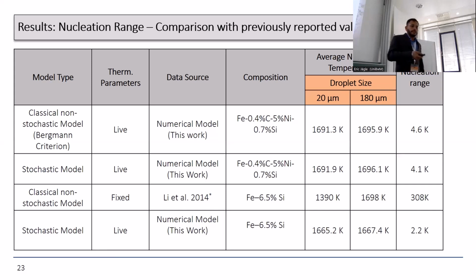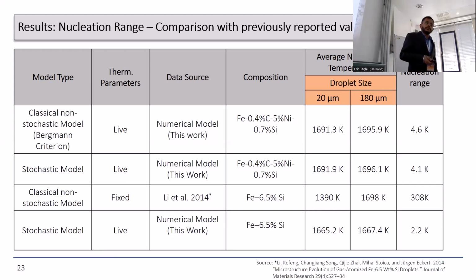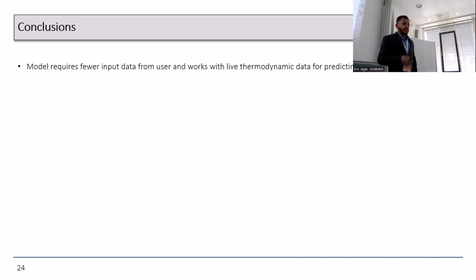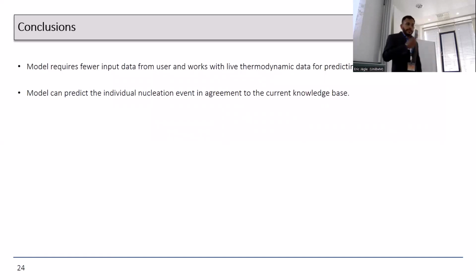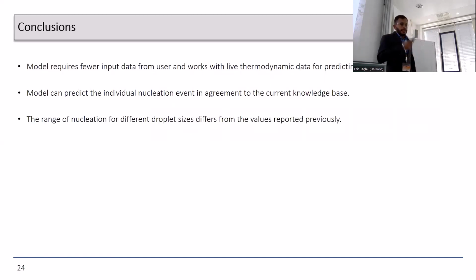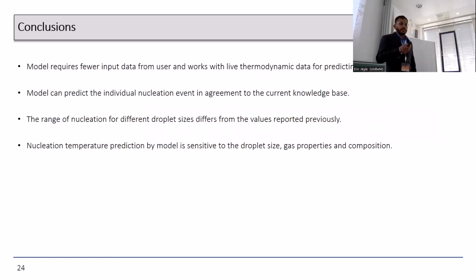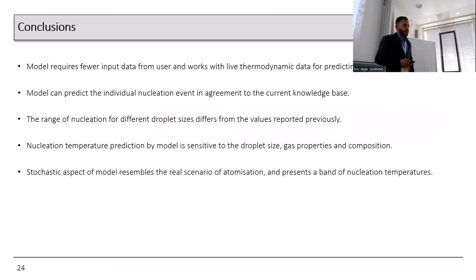So we again tried with the similar composition of the reported value, and we are getting just a 2 Kelvin nucleation range. So our conclusions are that the model requires very few input data from the user and works with live thermodynamic data. The model can predict individual nucleation events in agreement with the current knowledge base. The range of nucleation is different from the previously reported values. Nucleation temperature prediction is sensitive to droplet size, gas properties, and composition.